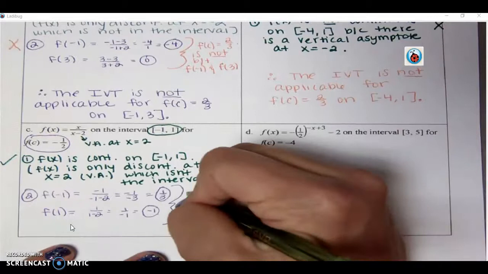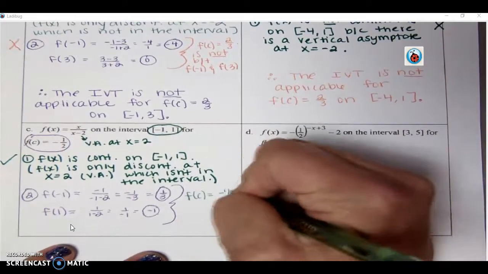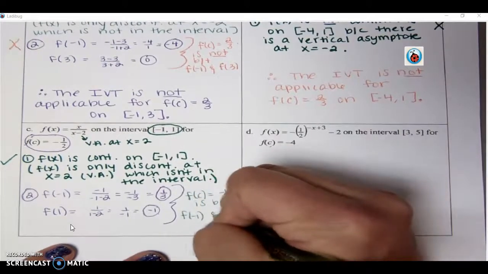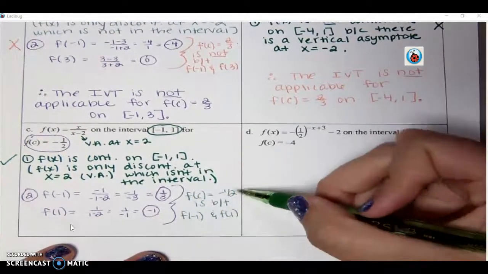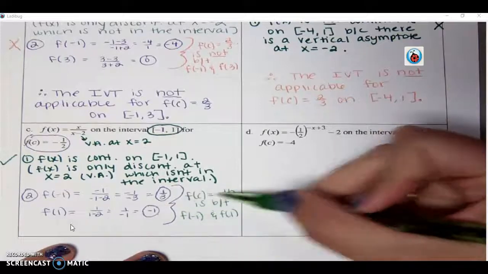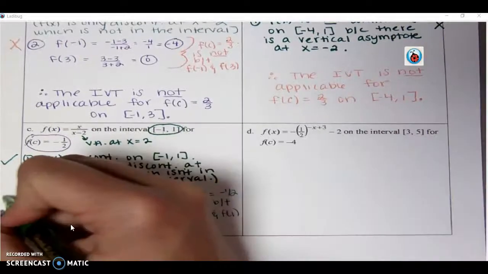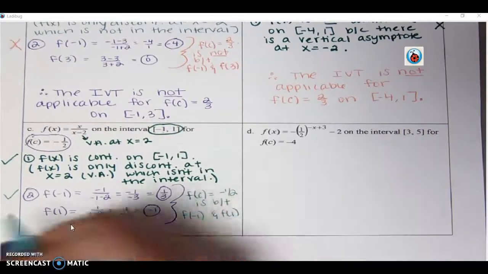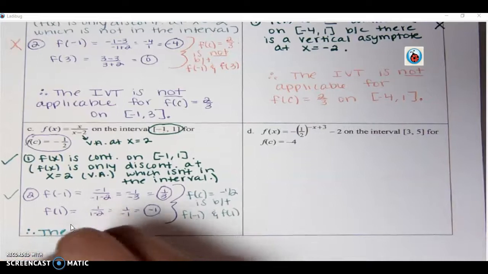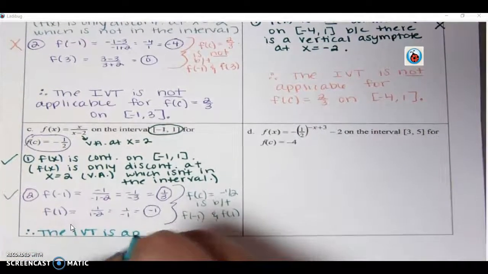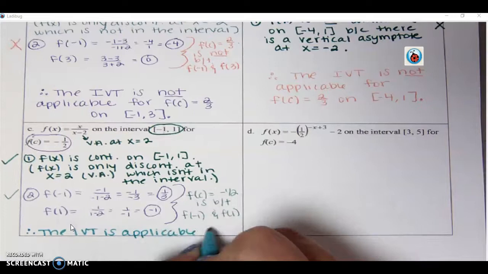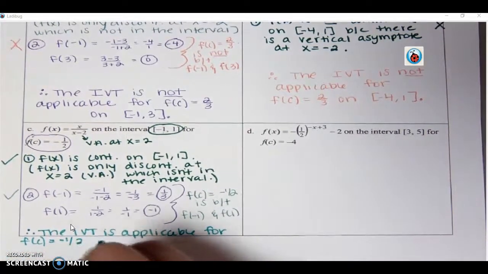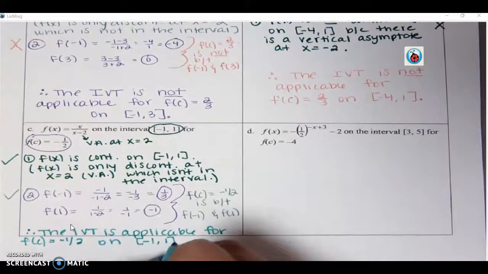So we've got to write it out. f of c equals -1/2 is between f of -1 and f of 1. Because -1/2 is between these two numbers, so you're just writing out the statement that it's between these two. So check. So now we can say, therefore, the IVT is applicable for f of c equals -1/2 on our interval from -1 to 1.